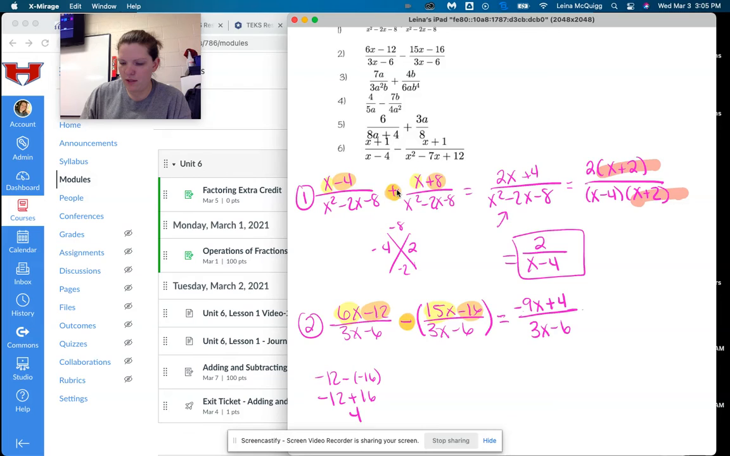Okay, so now let's see. I don't see how this could simplify any. There's not a GCF in the numerator. And since I can't factor anything out of the numerator to be able to cancel anything in the denominator, I'm not going to GCF factor my denominator. So there we go. That's our answer.